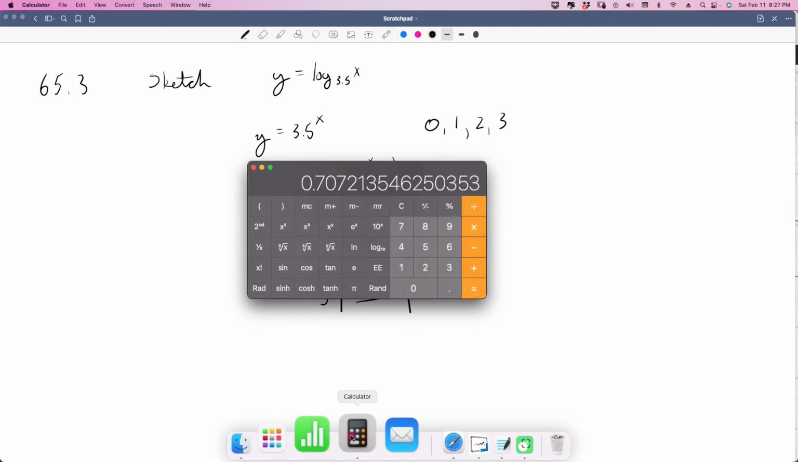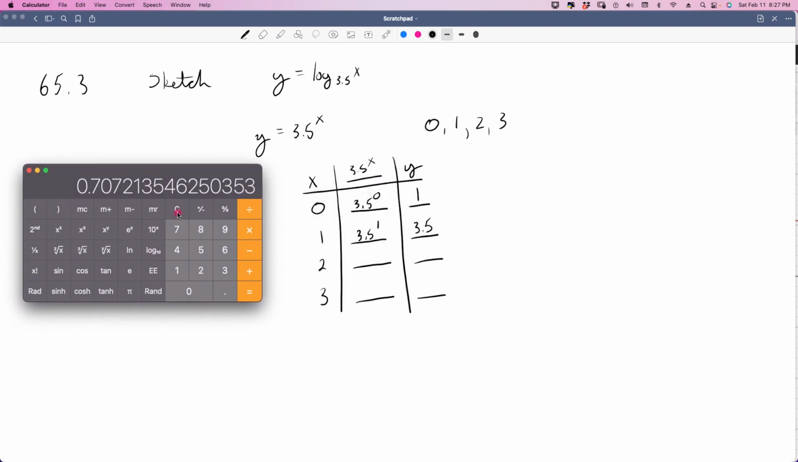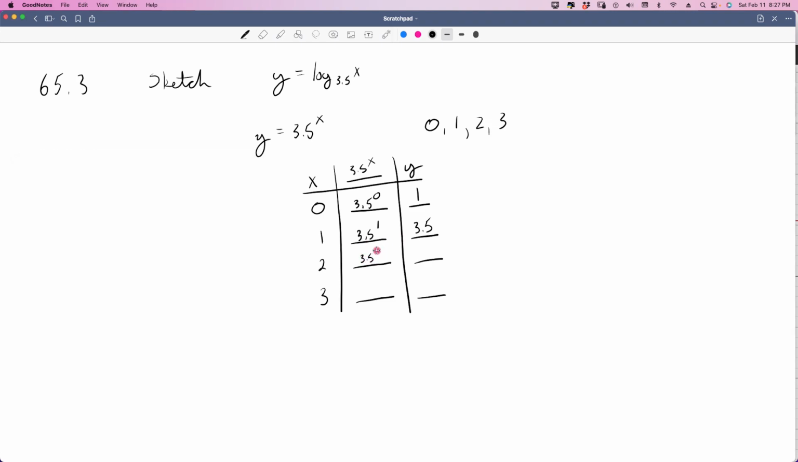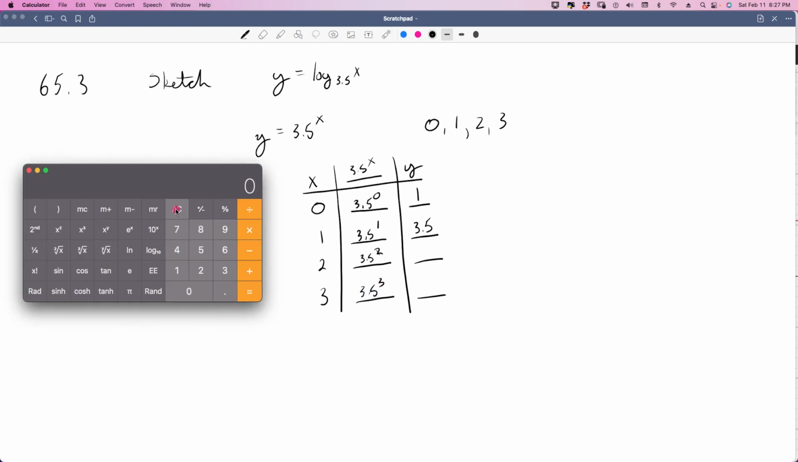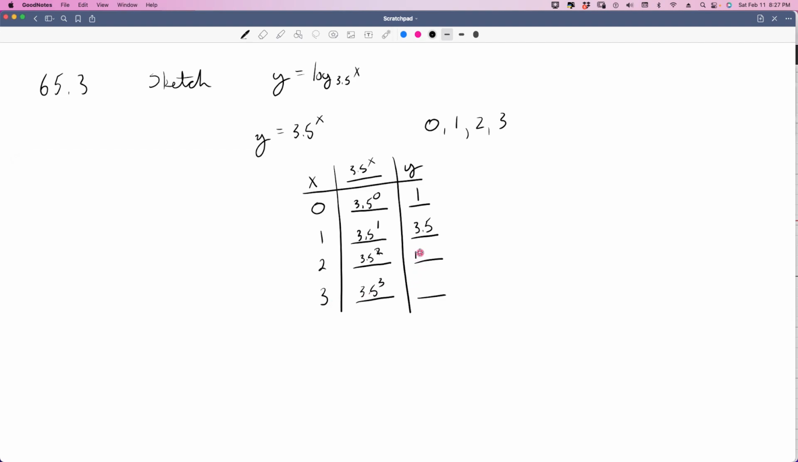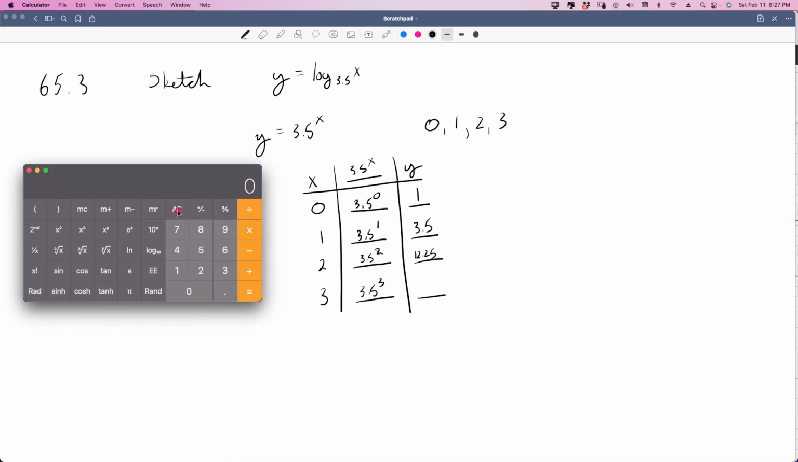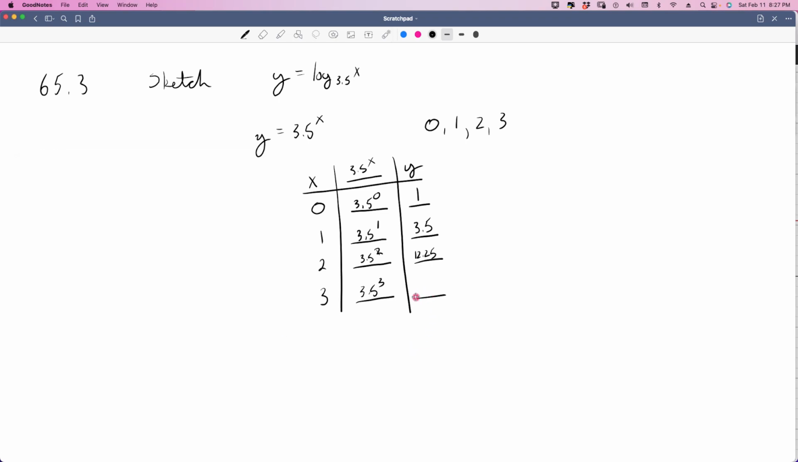And then you'll just use your calculator. It's fine. That's what we have them for. You would have 3.5 to the 2 and 3.5 to the 3. And then we'll just figure out what that is. 3.5 squared is 12.25. And then this one would be, let's clear this, 3.5 to the third power, 42.875.